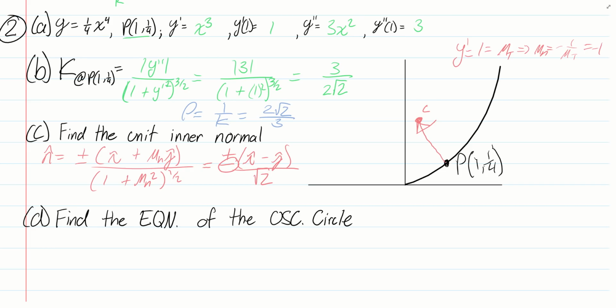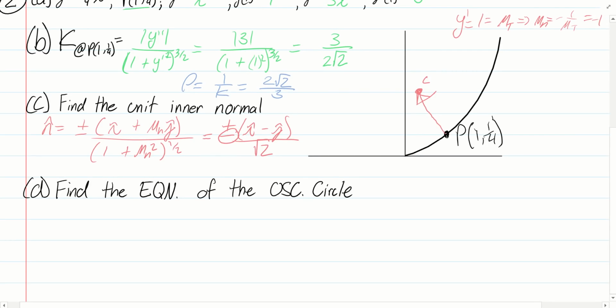And so that's our unit normal. Now we need to find the equation for the osculating circle. So I'm going to go ahead and draw the other vectors here. There's the vector from origin to point. There's the one I just drew, which is point to center, and then what we're going for is origin to center. That's the vector we really care about, because that's what's going to give us the center for our circle. So that's how we can find the equation of the osculating circle.